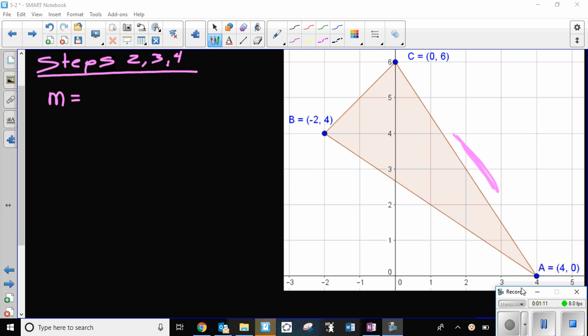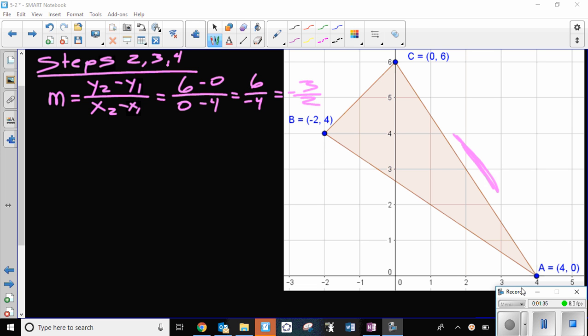That's step 2. So y2 minus y1 over x2 minus x1. We're going to go y2 first. Let's go 6 minus 0 over 0 minus 4, which will come out to 6 over negative 4, which is a slope of negative 3/2. Step 3 now is to find the perpendicular slope, which is the opposite reciprocal. So in this case, we're going to go with a positive 2/3.